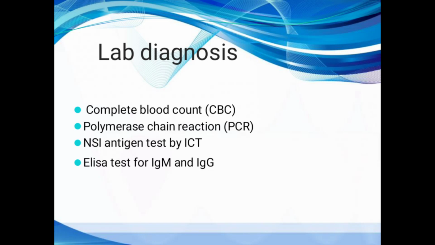And what are the lab diagnoses and how can we diagnose the disease? So here are the four methods. First one, the complete blood count, CBC. Second, polymerase chain reaction, PCR. Third one is NS1 antigen test by ICT method. And the fourth one is ELISA test for IgM and IgG.